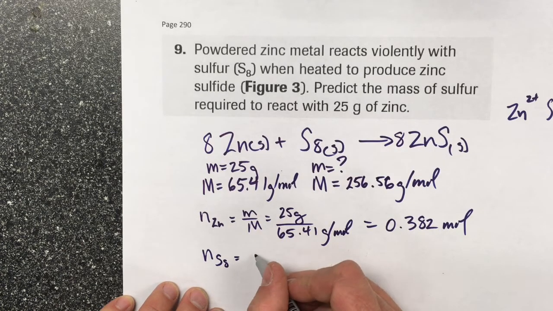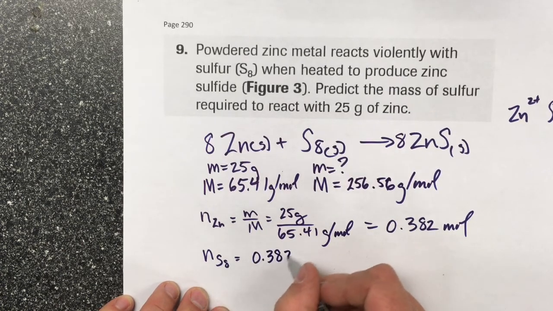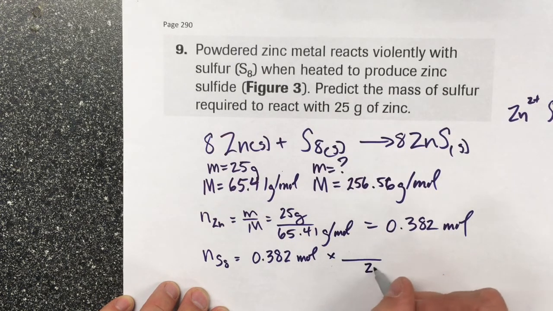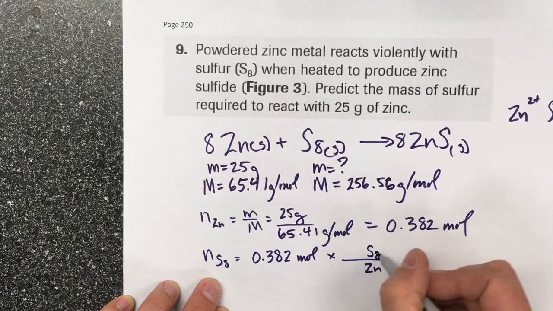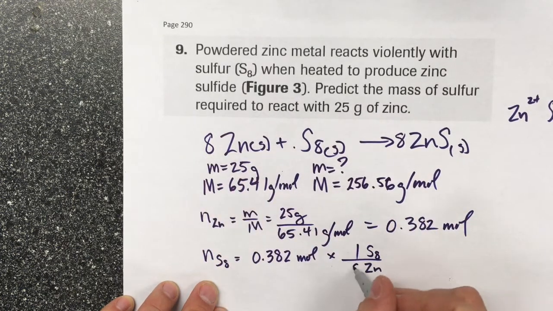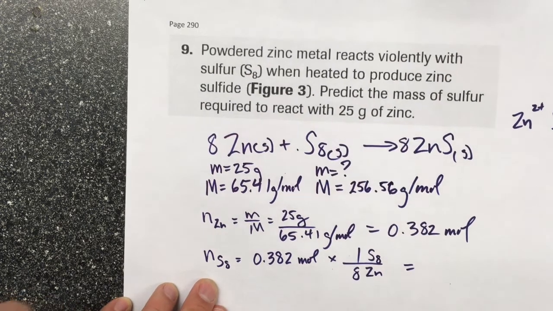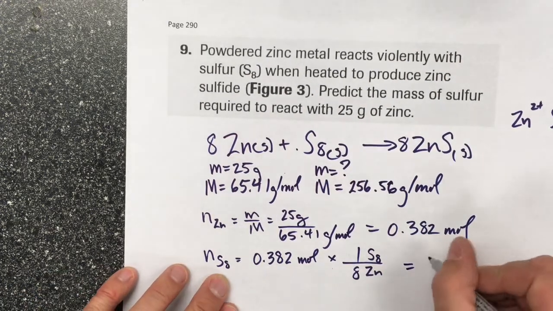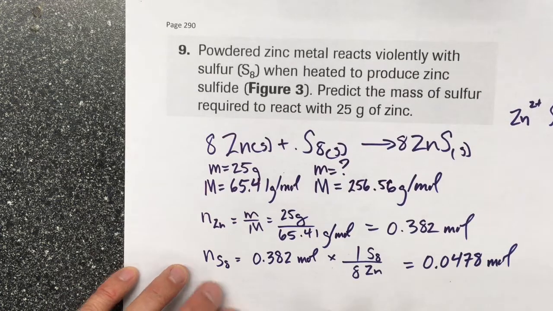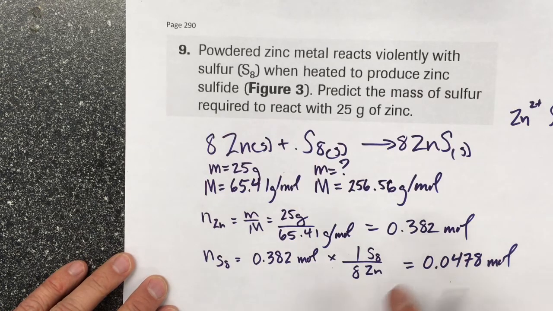But I want to know about the number of moles of sulfur. So I'm going to take the 0.382 mole of zinc, and zinc's going to go in the denominator, and I want sulfur in the numerator. 1 sulfur reacts for 8 zinc. So I'm going to get 0.0478 mole of sulfur.